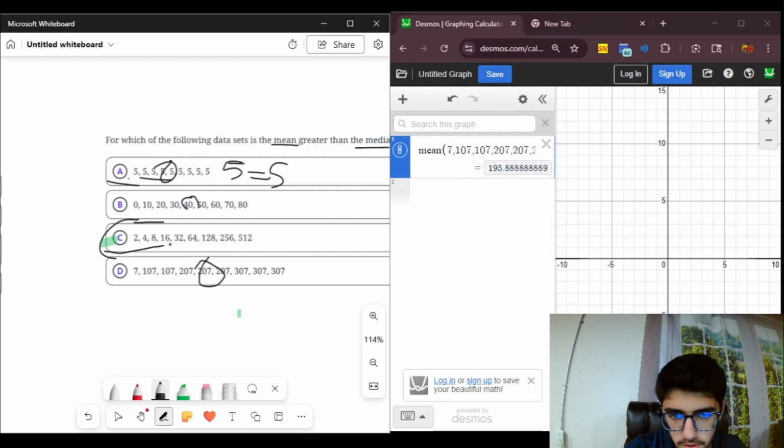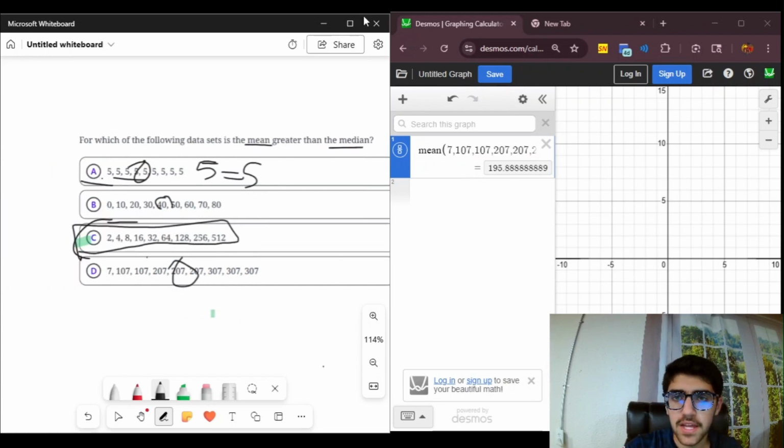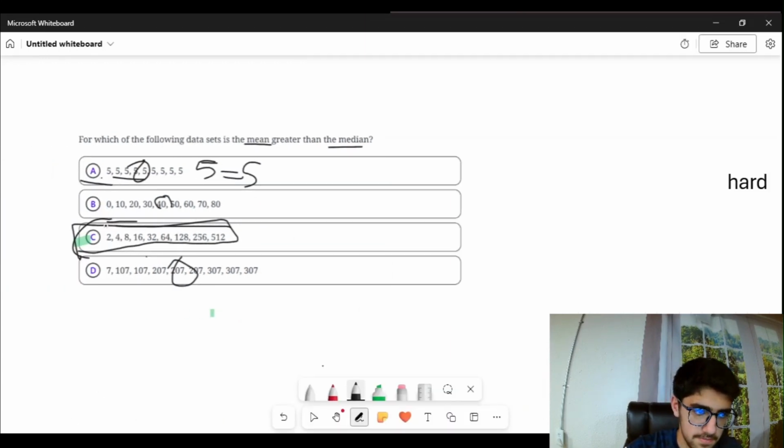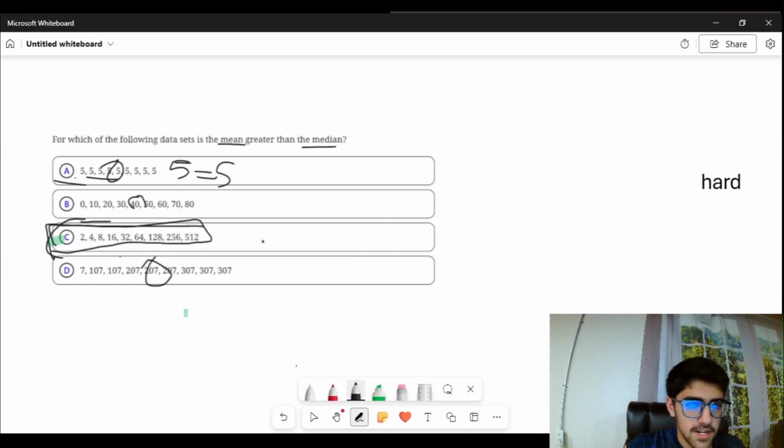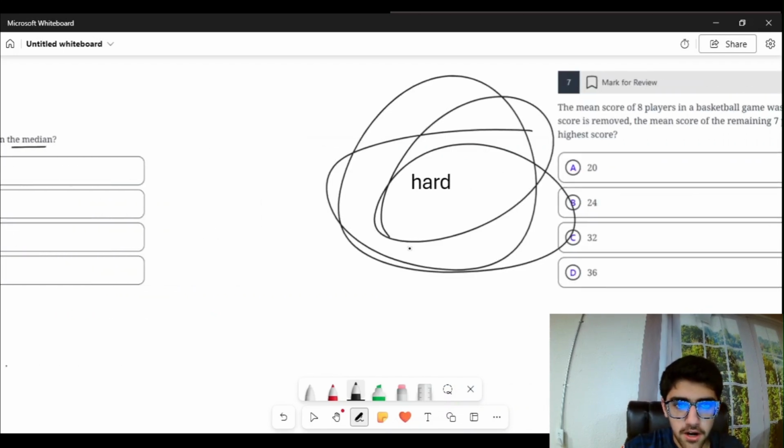But because we're almost sure about this one, and let's say you're not sure, you could have done that to make sure. But overall, if you don't have time, just choose the one that's most likely the answer, which would be this, C. So that's it for the medium questions. We can now move on to the hard questions.